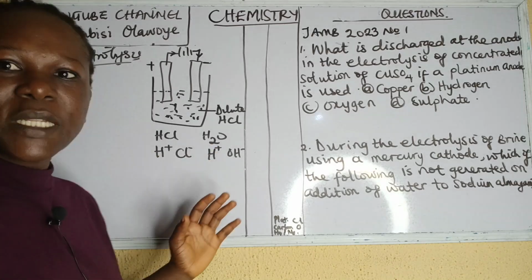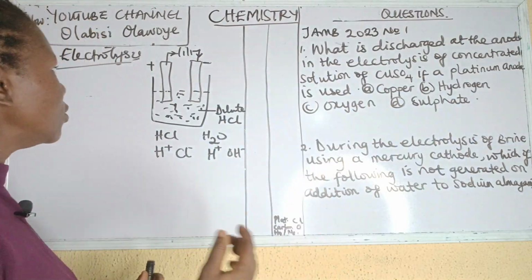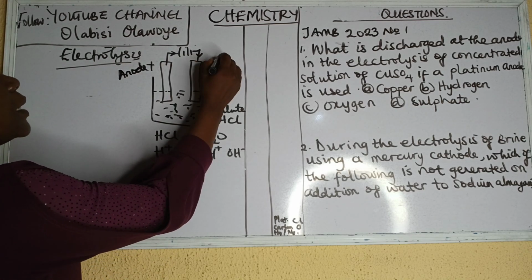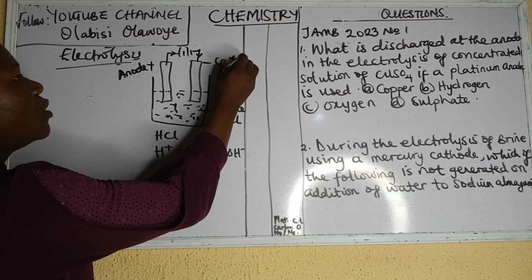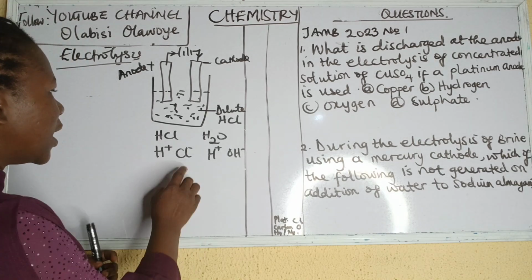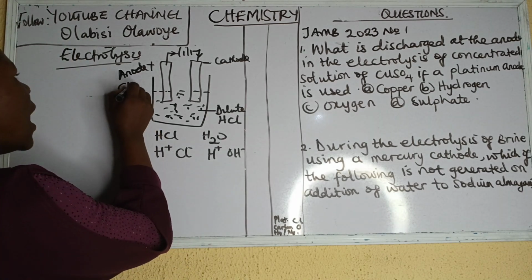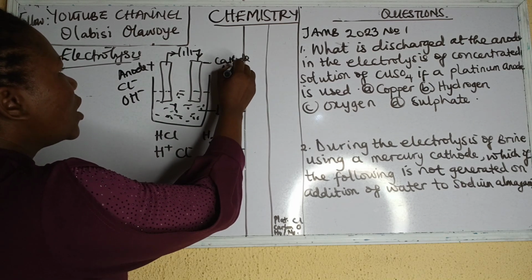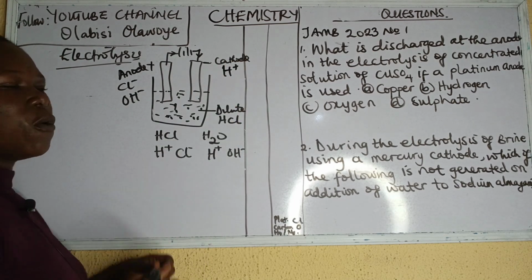Now, what are the ions that will go to the anode? Don't forget the anode is positive here, and the cathode is negative. The ions that will go to the positive anode are the negative ions, which are chloride ion and hydroxyl ion. The ions that will go to the cathode are the hydrogen ions of the acid and of water.